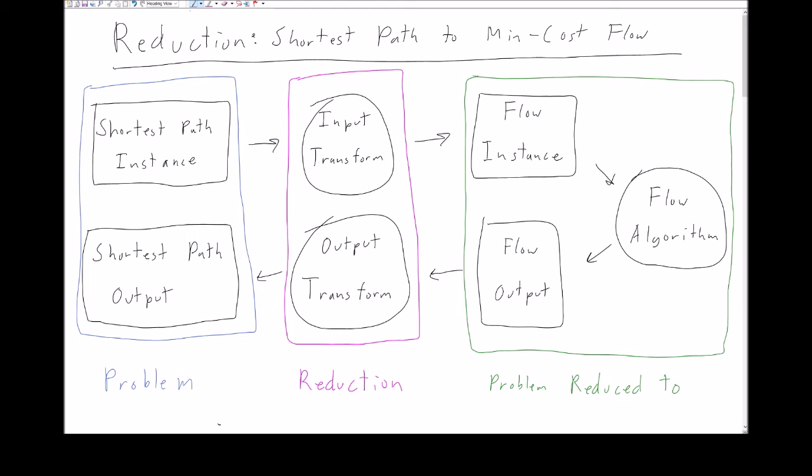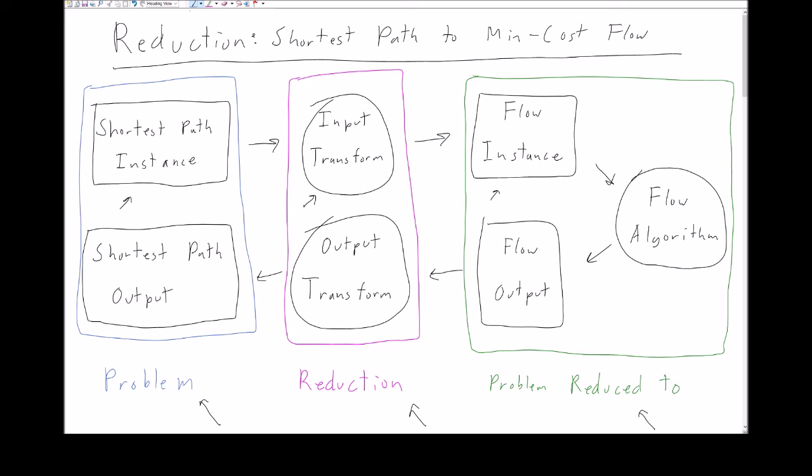We're going to identify the problem that we're going to reduce. We're going to identify the reduction itself. We're going to identify the problem that we're actually reducing to. The technique we're going to start out with is going to first identify an instance of the problem we are interested in, in this case, the shortest path instance. We're going to take this instance, which is actually input, and transform the input so that this input can be put into a flow problem.